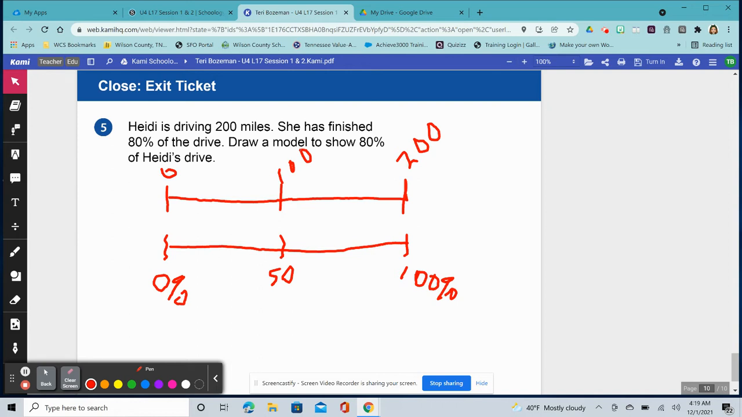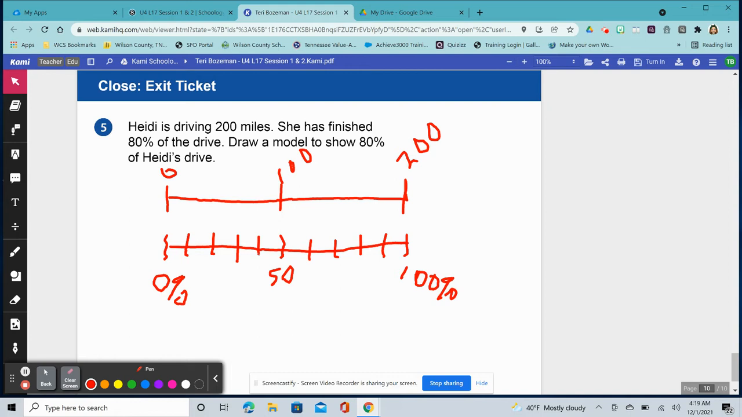Now I can fill in my other tick marks if I wanted to, right? So percent, I can go by tens. So 50, 60, 70, 80, 90, and then we have 100. If I go the other way, we have 10, 20, 30, 40, and then 50%, right? So my percent is done.